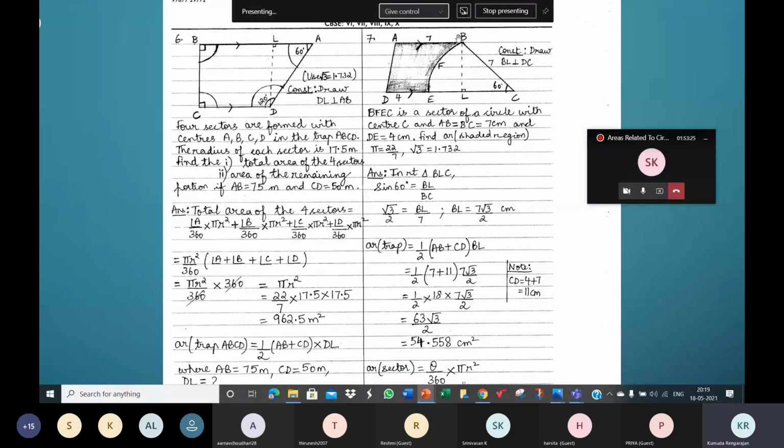It's given, here BC is 7, right? If BC is 7, CE is also 7 because this is a sector. It's given that BFEC is a sector. So that means CB is the radius, CE is also the radius. So the radius here is 7, so this is also 7. So 7 plus 4, 11.